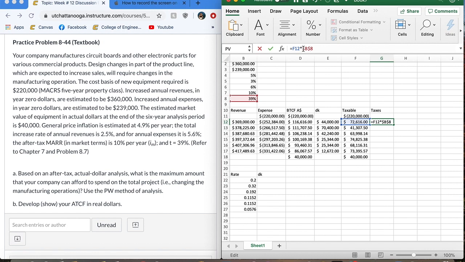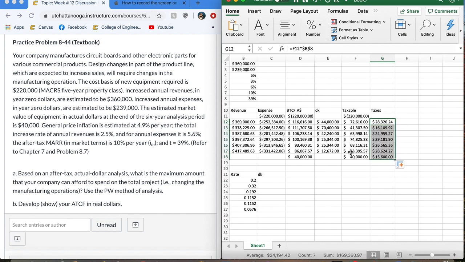Make sure to absolute reference that. You should get $28,320.24, and then again, you can just drag this down. This time we're going to drag it down to right here, because we need to take into account the fact of taxes on that $40,000.